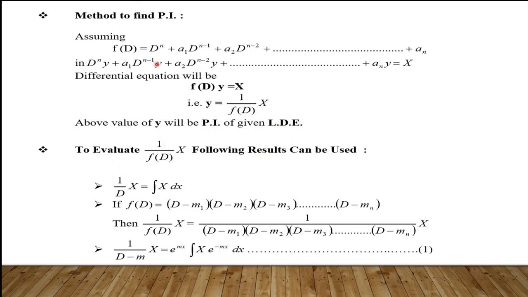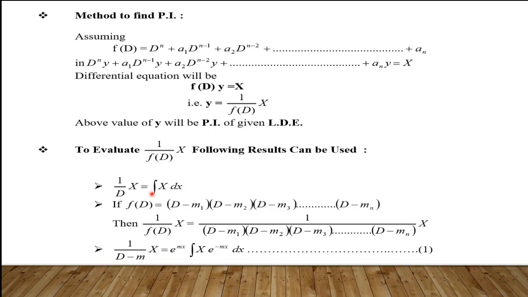D represents the component d by dx, as we discussed in the operator form. 1 by D will represent integration. Why is this so? Because derivative and integration are reverse processes of each other. As D represents d by dx, the operator for differentiation, 1 by D will represent the inverse operator. What is this called? It is called the inverse operator.